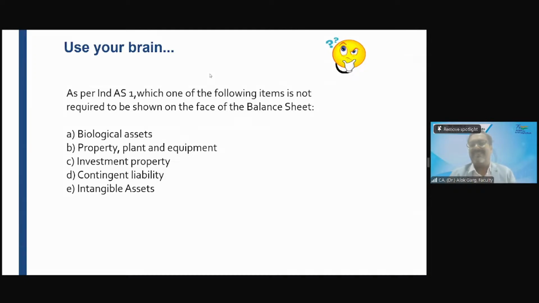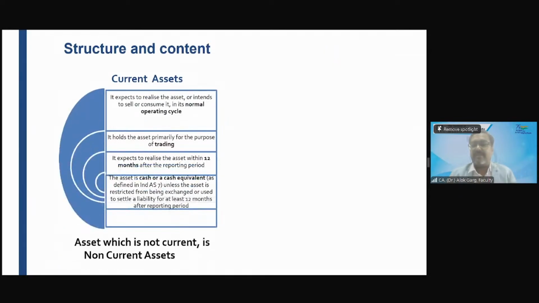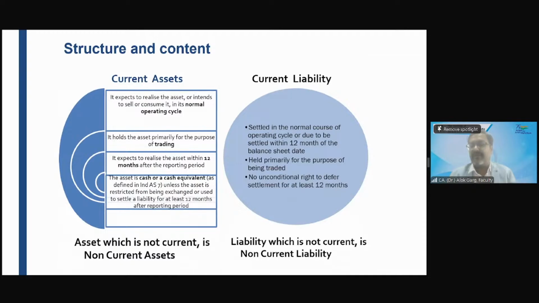Everyone is right. Contingent liability, it's an off balance sheet item. Friends, then we'll discuss current asset and current liability, non-current asset, non-current liability.